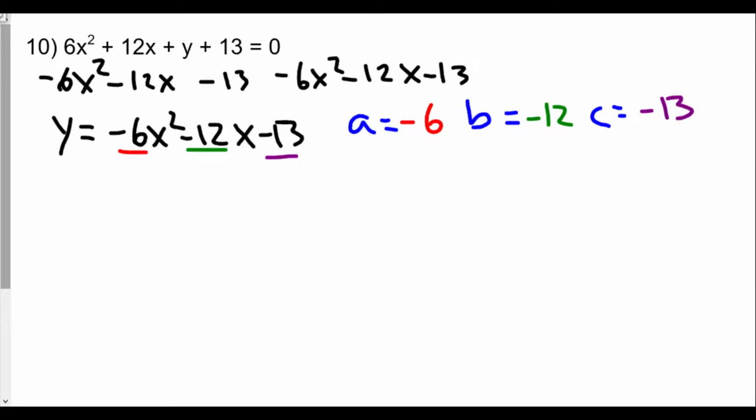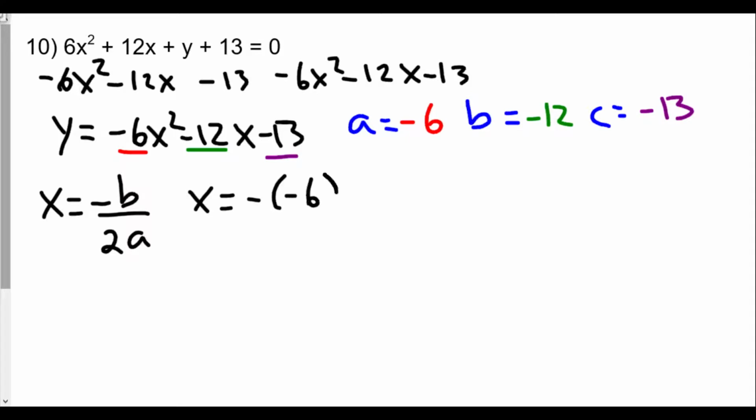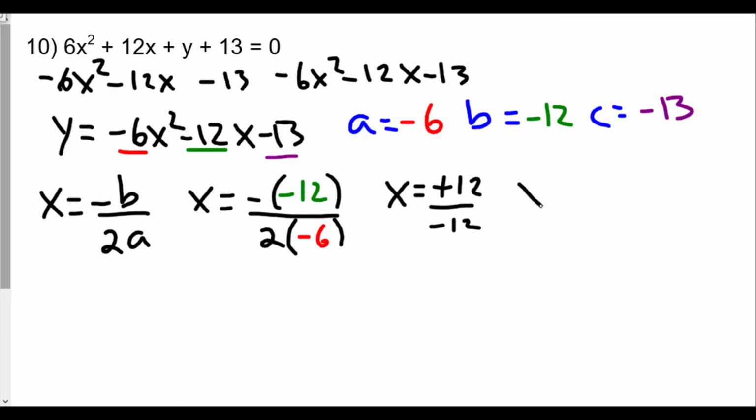We've seen from videos before the axis of symmetry, x equals negative b over 2a. And so x is equal to negative of negative 6, because, oh, sorry, not negative 6. That's a mistake. The b value in this case is going to be negative 12. So in this case, negative of negative 12 all over 2 times the a value, which is negative 6. And the nice thing in this case, we get x is equal to positive 12 over negative 12. Therefore, x equals negative 1. And this is our axis of symmetry.